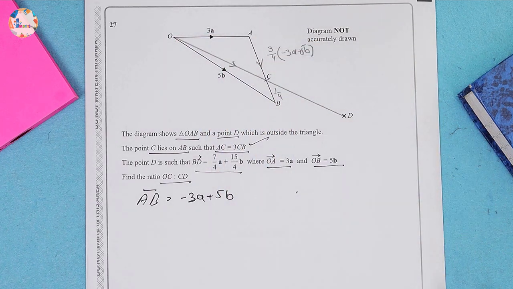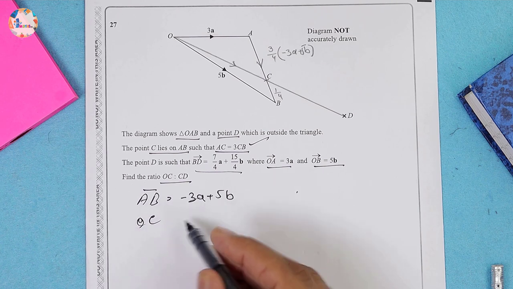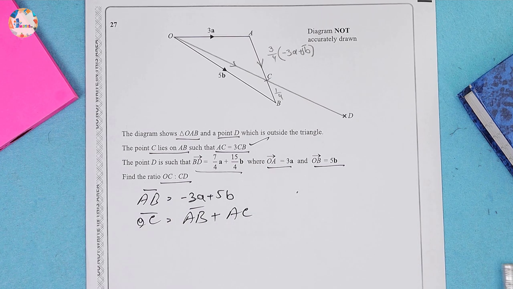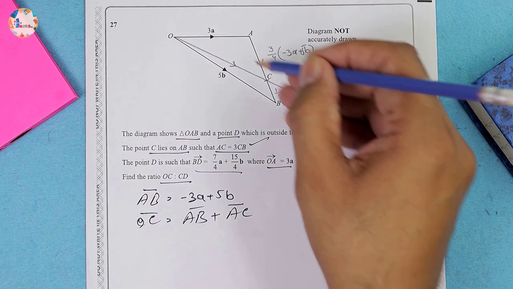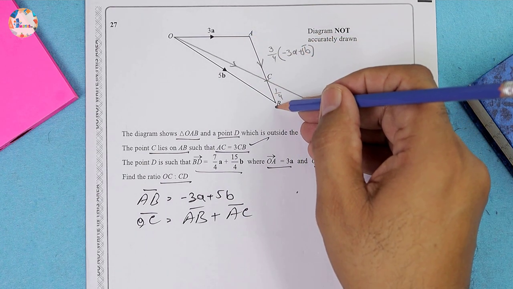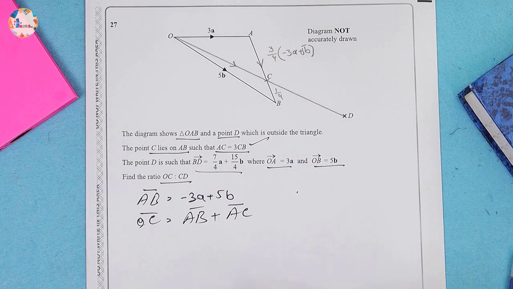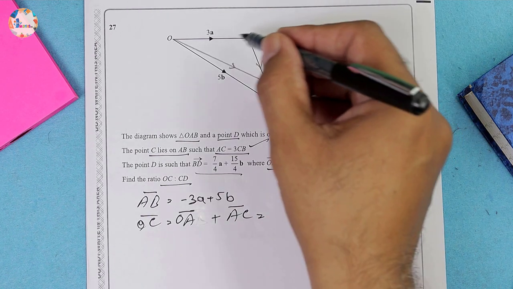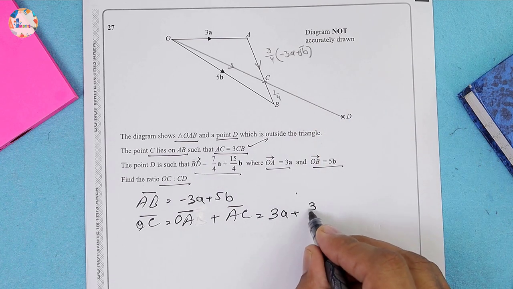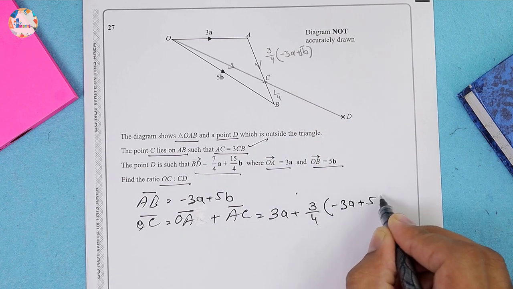So to find OC, we can write OC will be equal to OA vector plus AC vector. Now AB and AC, we can write AC. Basically not AB, it should be OA. So it is OA, I will rectify this. So after rectification, we can write OA is 3A, plus this will be AC, which is this one. So we'll write here 3 by 4 of minus 3A plus 5B.